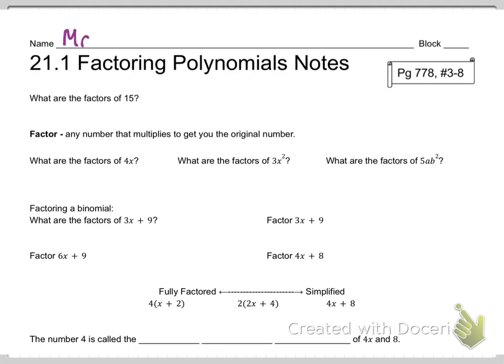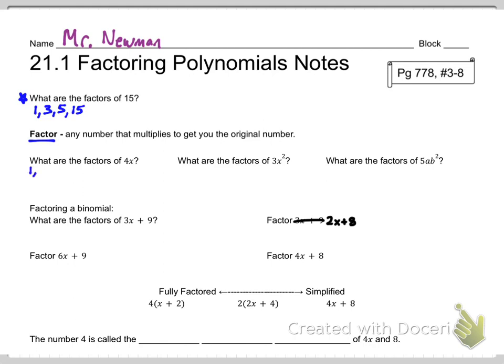The factors of 15 are 1, 5, 3, and 15. The reason for that is because those are all the numbers that multiply to get you the original number. 1 times 15 is 15, and 3 times 5 is 15. So, let's look at when we have a variable.